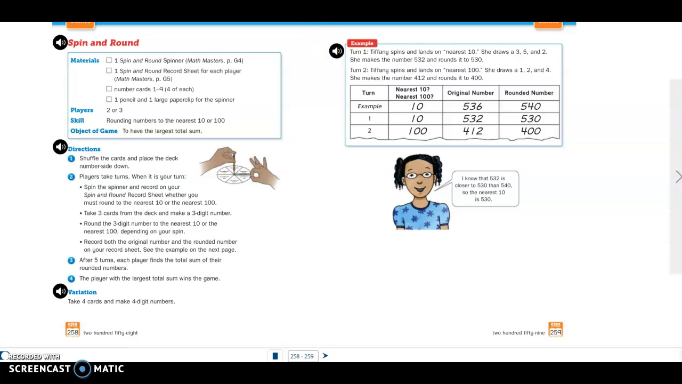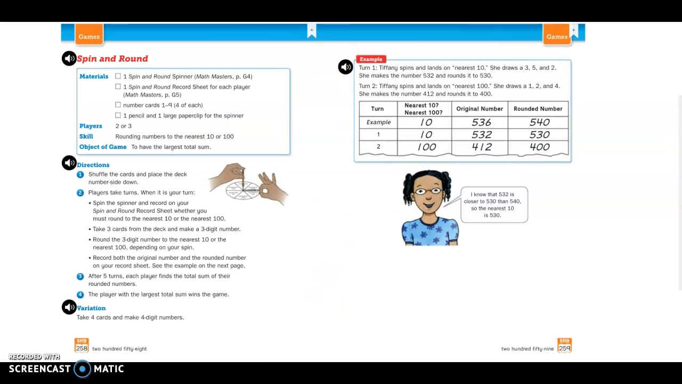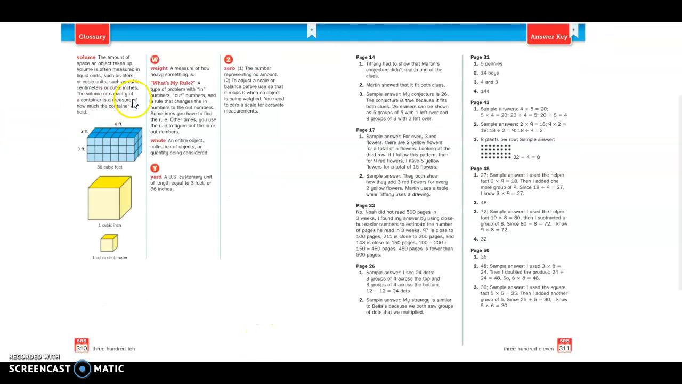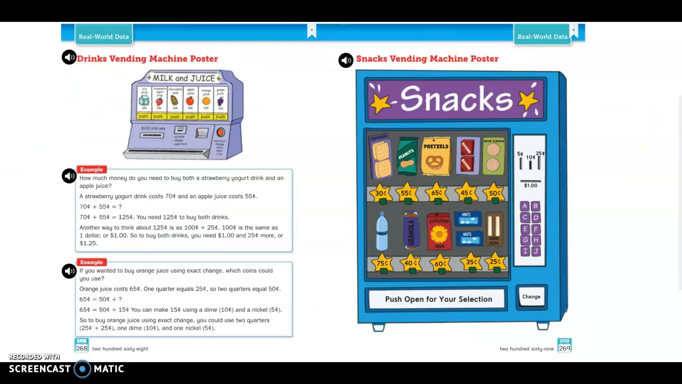All right, and that is that. The last thing that I wanted to show you today is something else that we might use a lot this year. I'm going to go to page 311. Oh, that was the glossary. I'm going to go to page 268. Yes, so real world data.